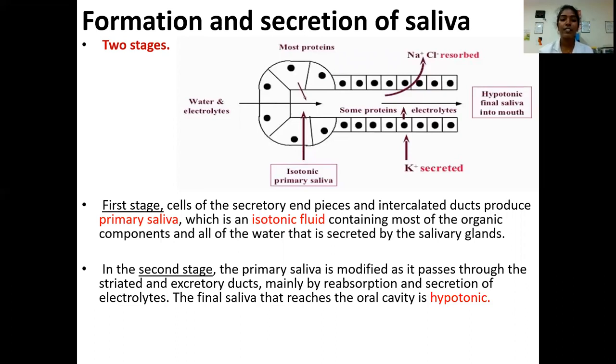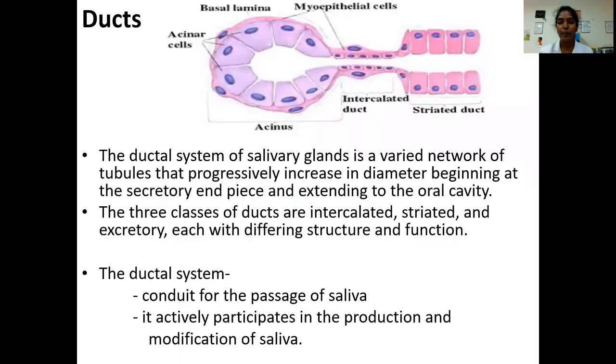In the first stage, cells of the secretory end piece and intercalated duct produce primary saliva, which is an isotonic fluid containing most of the organic components and all of the water that are secreted by the salivary glands. In the second stage, the primary saliva is modified as it passes through the striated and excretory ducts, mainly by resorption and secretion of electrolytes. The final saliva that reaches the oral cavity is hypotonic.